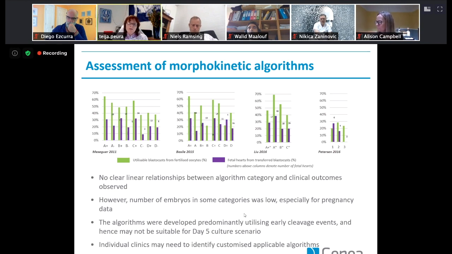And our conclusion was that actually Genia Clinic might also need its own unique customizable algorithm, and that work is still ongoing.